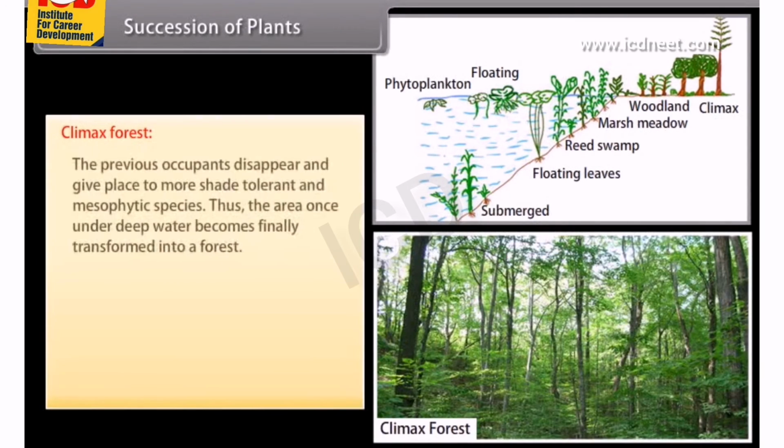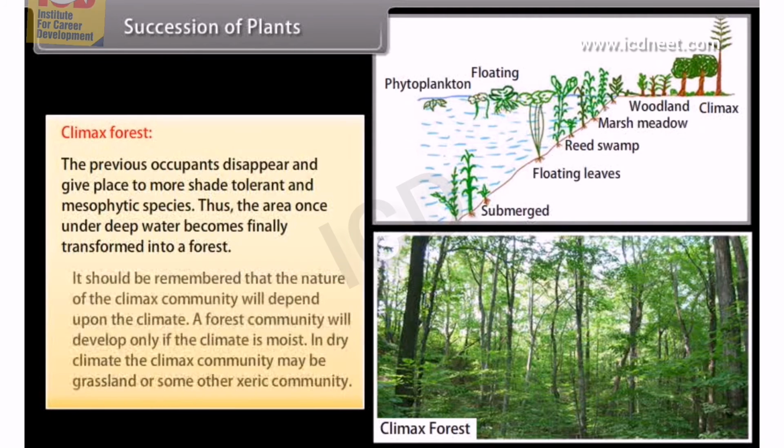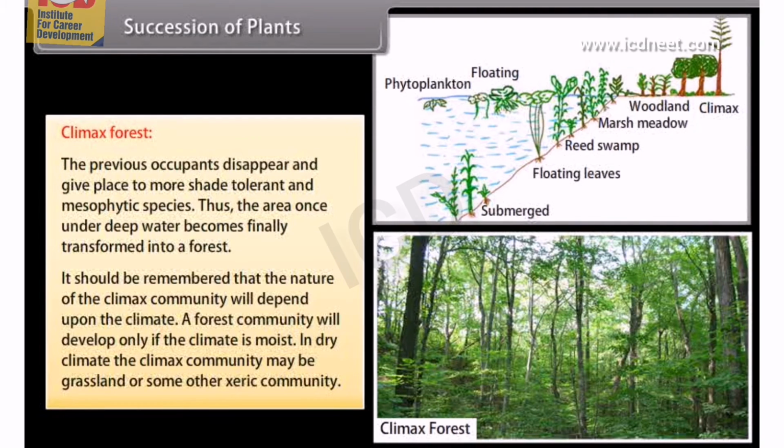Climax Forest. The previous occupants disappear and give place to more shade-tolerant and mesophytic species. Thus, the area once under deep water becomes finally transformed into a forest. It should be remembered that the nature of the climax community will depend upon the climate. A forest community will develop only if the climate is moist. In dry climate, the climax community may be grassland or some other xeric community.